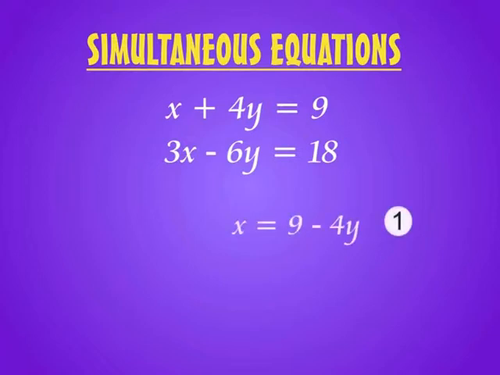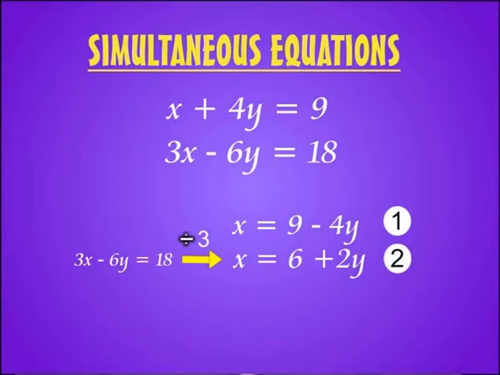I'm going to leave the x plus 4y equals 9 as x is equal to 9 minus 4y. All I've done is taken that 4y from the left hand side to the right hand side. In essence, I've isolated x. Because I've isolated x from the one equation, I'm going to do it from the second equation. That means that 3x will equal 18 plus 6y. That means that x will equal 6 plus 2y. I've divided through by 3.